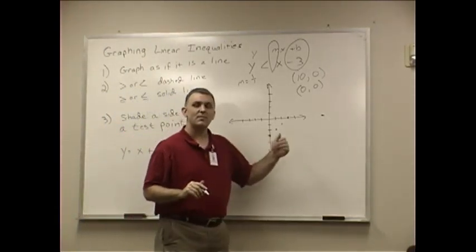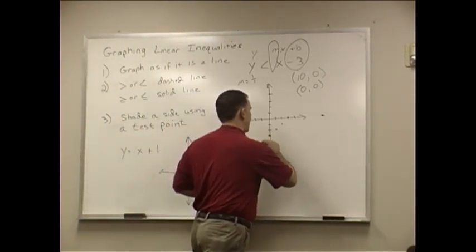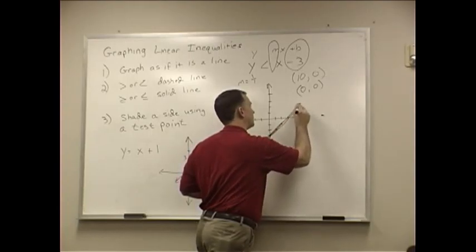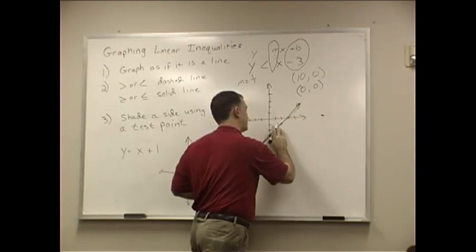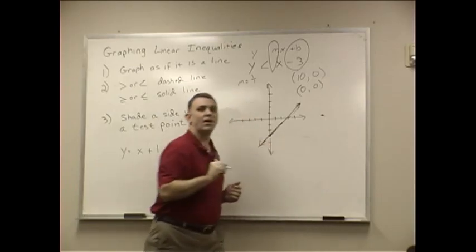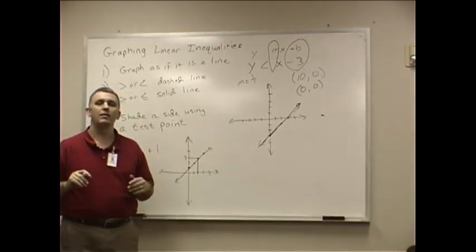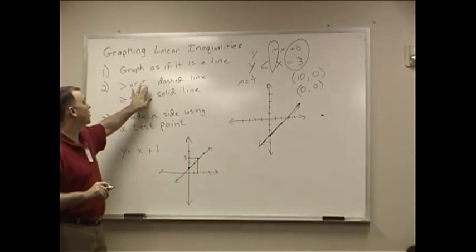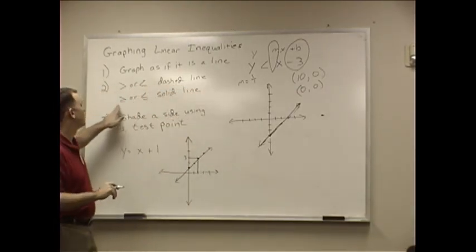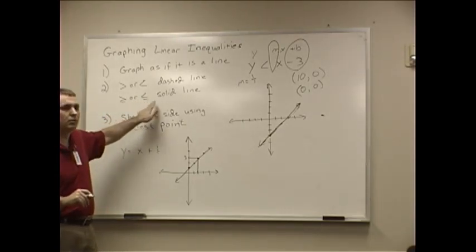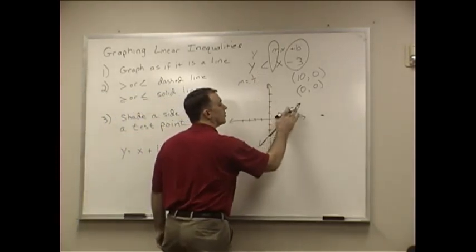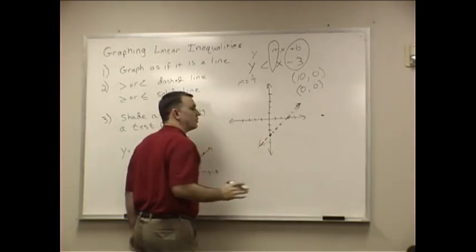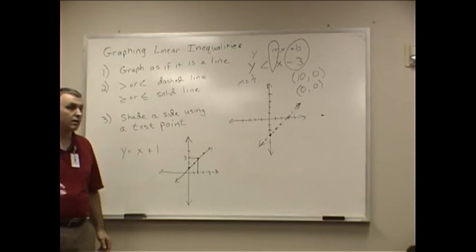Okay, now, we're just going to graph that as a line. It helps if your line actually hits the points, but that's okay. All right, so now we've got a line there. Step two says, if it's greater than or less than, make it a dashed line. If it's greater than or equal to or less than or equal to, make it a solid line. Since this is just less than, I'm going to make it a dashed line. So it's not a solid line, it's a dashed line there.